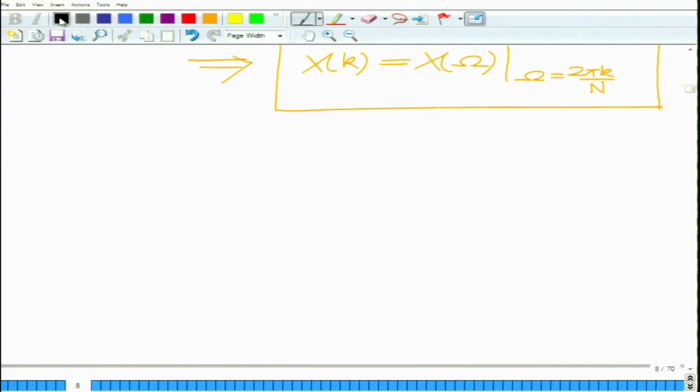So, that basically summarizes the DFT definition, its relation to the discrete Fourier series as well as the DTFT, the discrete time Fourier transform. Let us now look at some properties of the DFT.